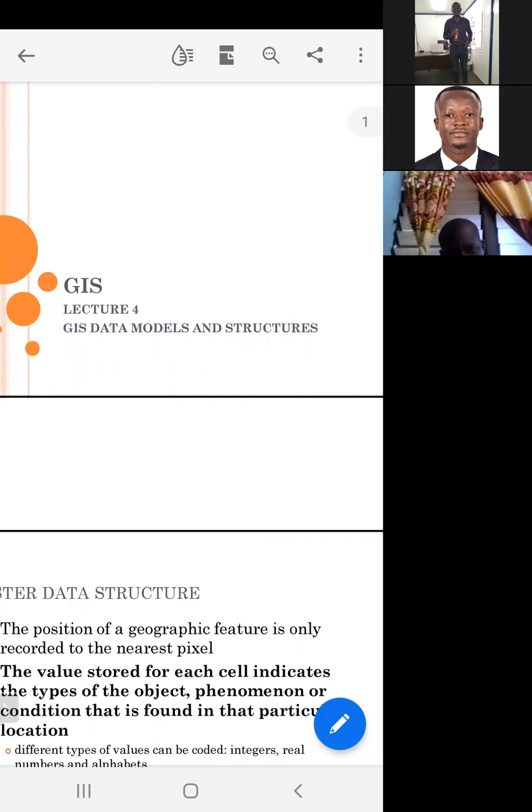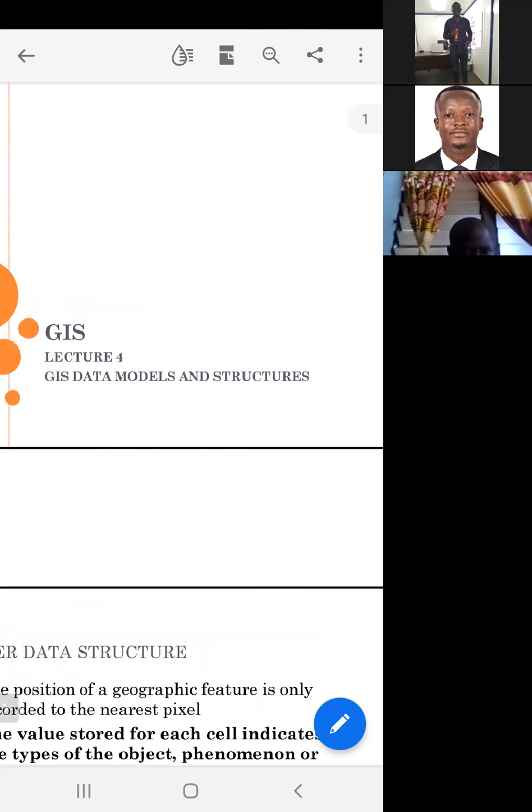So GIS data models, we're talking about data models, so we're talking about data structures. If you take the GIS away, we are dealing with just data models and data structures. In other words, how do we model data? How do we make sure data is properly arranged? That is what a data model is all about.